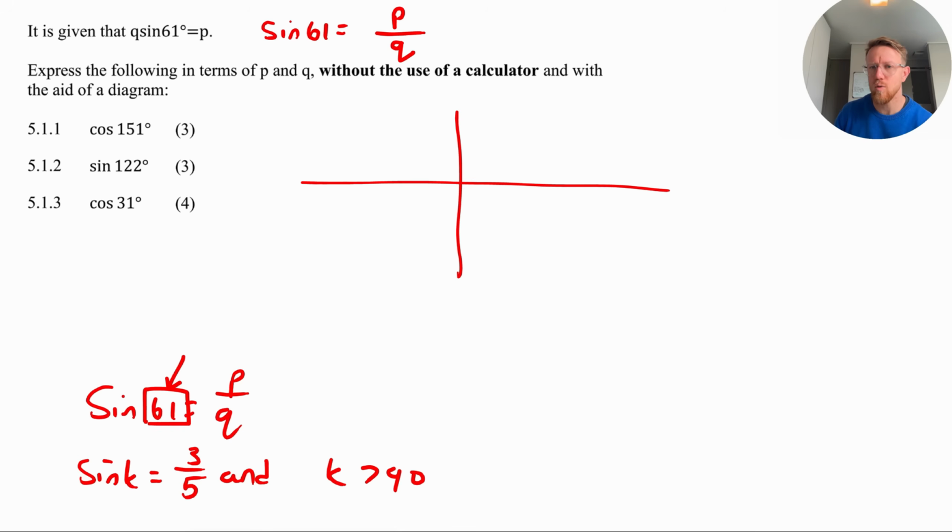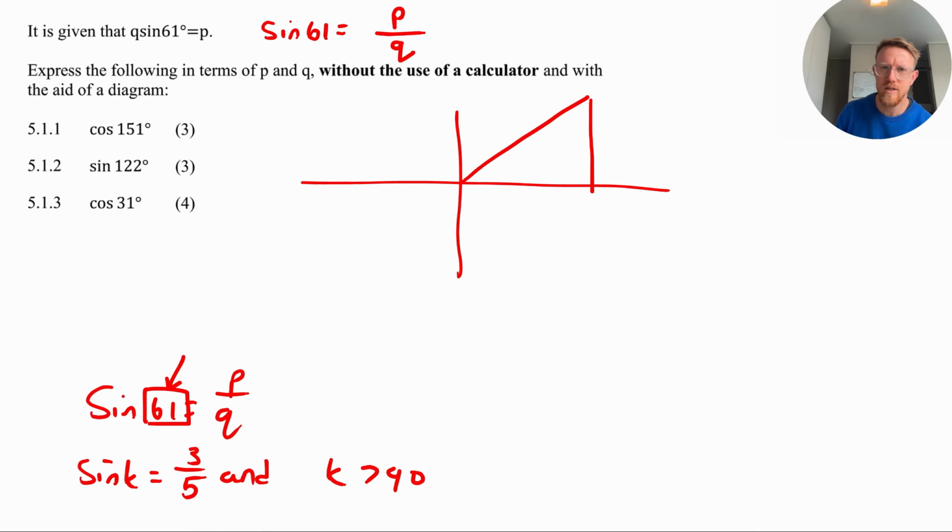That is quadrant 1, because remember we start here at 0, then we go to 90, then 180, then 270, and then 360. So any 61 is going to be somewhere inside here. Okay, so that's that. So let's just draw our triangle now.